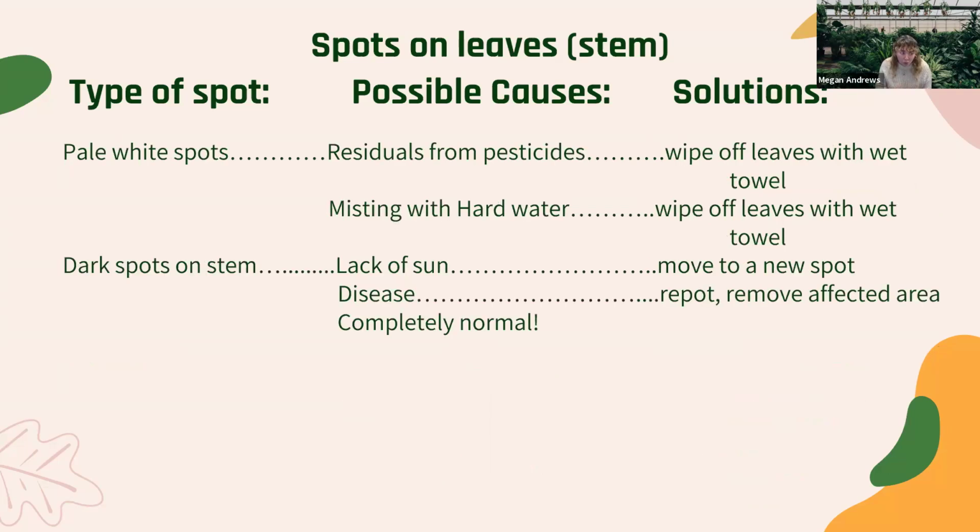Okay, so then we have pale white spots. Oftentimes they're not a big deal. They're just residuals from either pesticides or hard water. They're easy to wipe off. You can also see dark spots on the stems. Normally that's due to lack of sunlight or disease. It can also be completely normal and just be part of the plant and the way it grows.